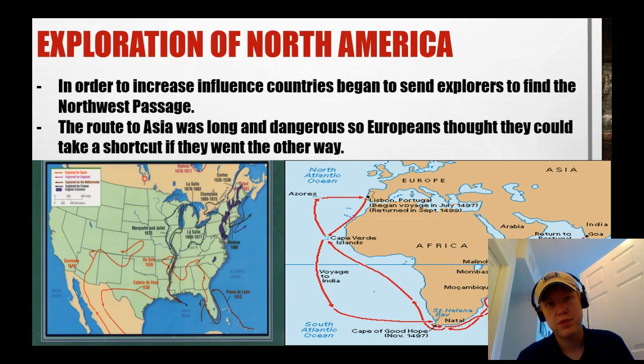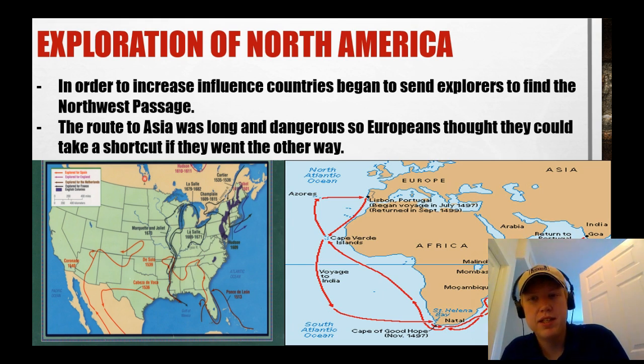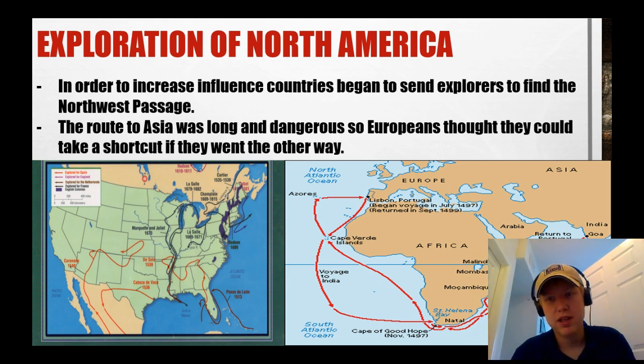But anyway, while that Protestant stuff's going on, they're sending out explorers to try to get to Asia faster. They want to get to Asia so they can make money. Now, how do they make money in Asia? They trade with the Chinese, and they trade with India for spices and other things.